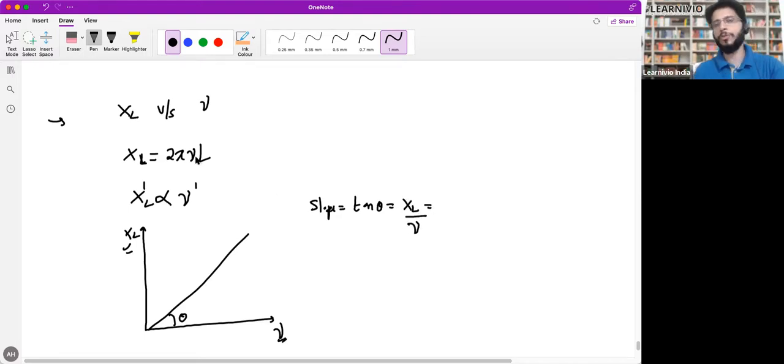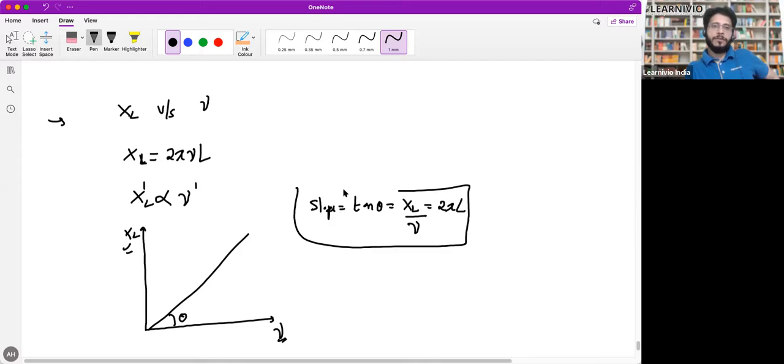What is XL by frequency from this equation, Nazira? Nazira, how much is XL by frequency in this equation? Oh, very good. Not 2 nu, not 2 pi L. When you take nu in the denominator, then it is 2 pi and L. So that is the slope of the graph.